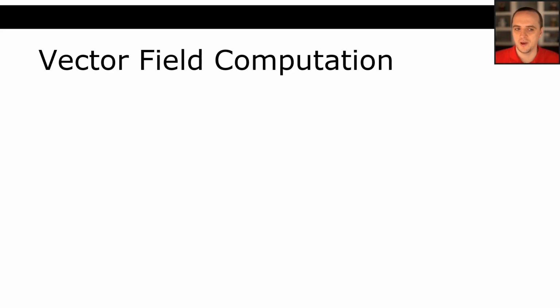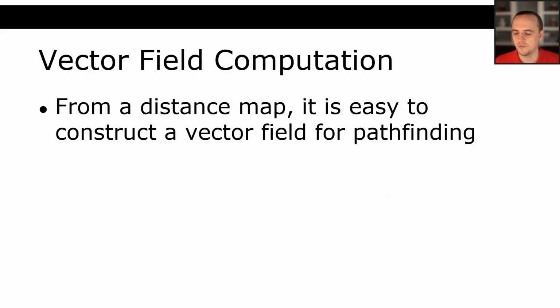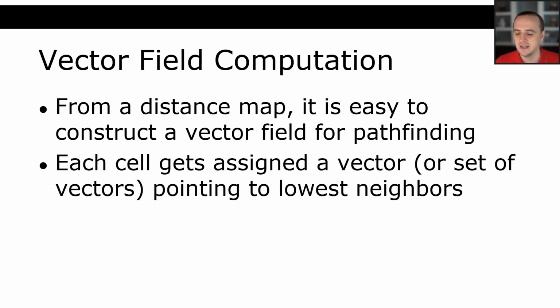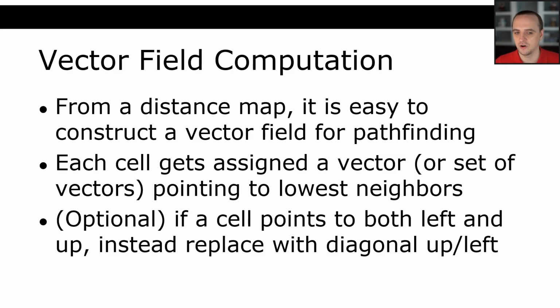Once we have the distance map, now we have to do the vector field computation. From the distance map, it's very easy to construct this vector field. Each cell gets assigned a vector or a set of vectors pointing to the lowest neighbors.